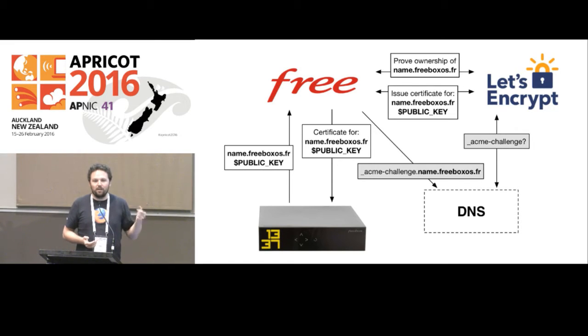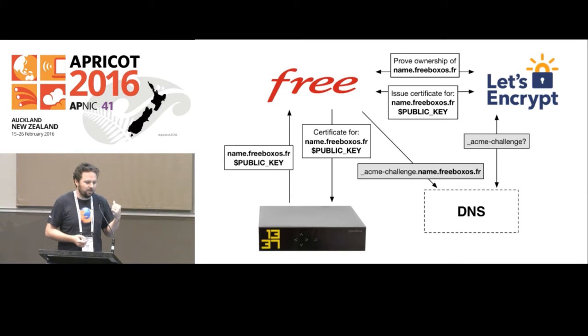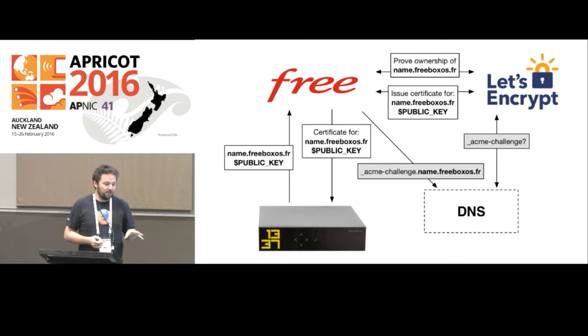Their management server then talks out to Let's Encrypt and says, hey, I'd like to prove that I own this particular subdomain of the Freebox OS domain. They then go through the DNS challenge to prove that they own that domain, and then they issue a certificate for that domain, and then they give that certificate back to the box. And that's all done completely securely. There's no need for the private keys to leave the box, and it doesn't cost them anything, and it's all completely automated.